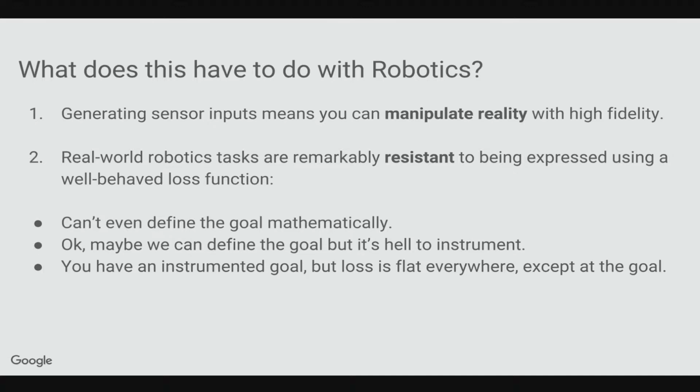One thing that's really interesting about having these generative powers is that now you can actually generate sensor inputs for your robots. So you can actually manipulate reality in a way in simulation, and that's very interesting. We're also used in robotics to have tasks that are really resistant to being expressed using a simple loss function, right? Maybe you can define the goal, but it's really hard to instrument the goal on a real robot. Or even if you can instrument it, you often have a very flat loss function. It's zero everywhere, except when you hit the goal. And then it's really hard to go towards that goal.